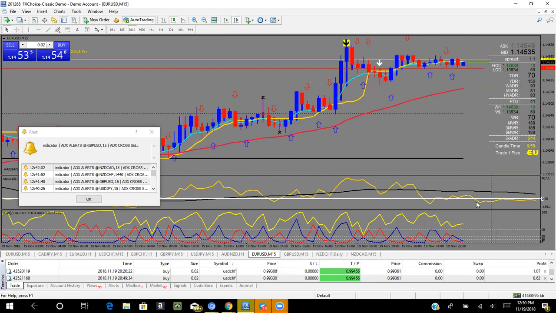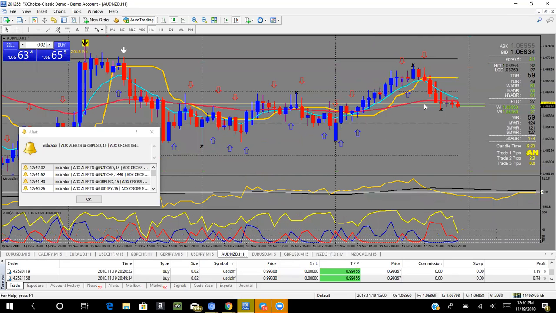EU is going to drop a little bit here. We'll wait for a signal to watch that happen. When the ADX red line crosses, then it might come out of this and go down. But it's only a few pips before it goes back up.